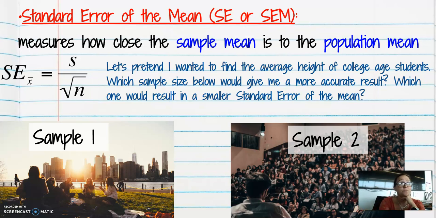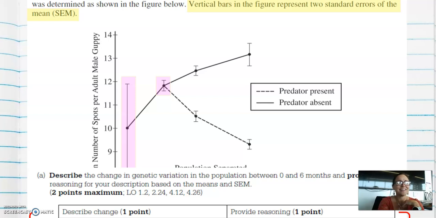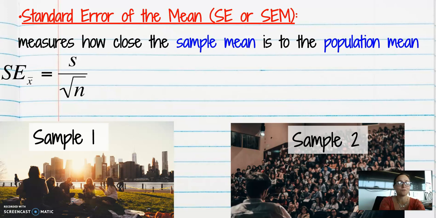So if we go back to this, right here, this is a standard error of the mean, and with these large error bars, this is showing us there's lots of variation in the mean number of spots per adult male guppy. That is a large standard deviation creating that size of error bars. And then on the shorter one, there's less variation, less standard deviation, so you have a smaller standard error of the mean.